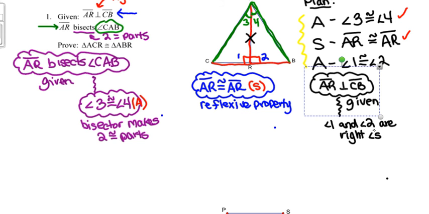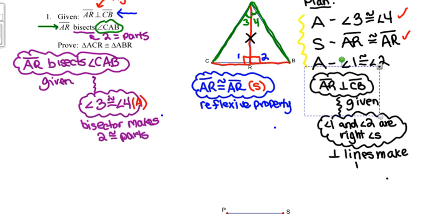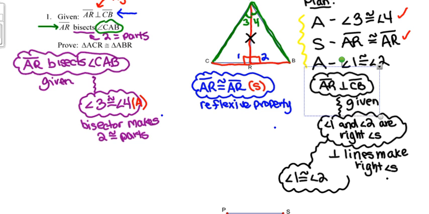So my statement is that they're right angles. I know that that statement is a true statement because of the fact that perpendicular lines make right angles. And now, once I know that they're both right angles, I can go ahead and from there draw the conclusion that angle 1 must be congruent to angle 2. And again, that's my pair of congruent angles, so I'll label that with an A in parentheses. And I know that's a true statement because all right angles are congruent.